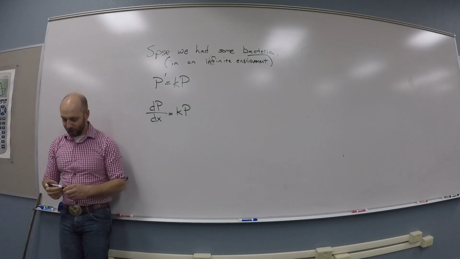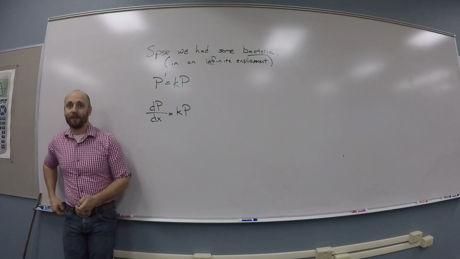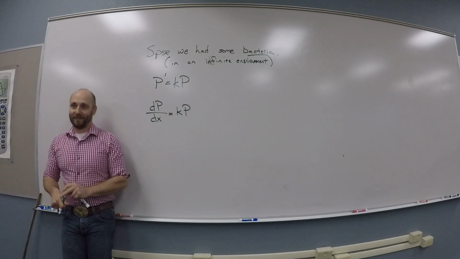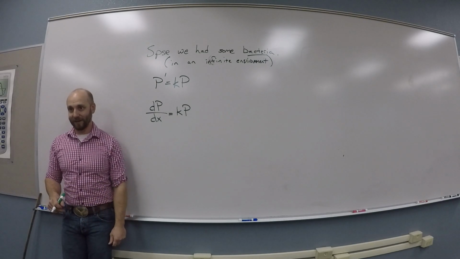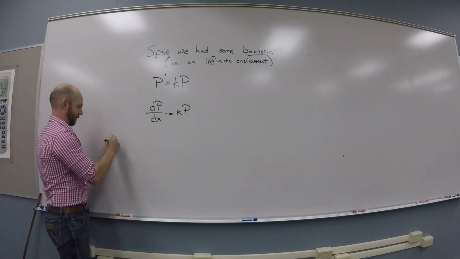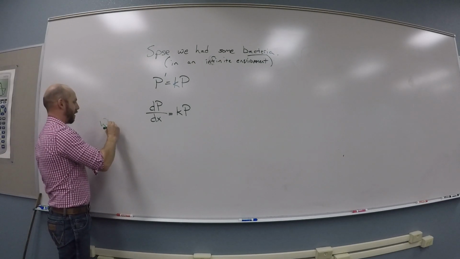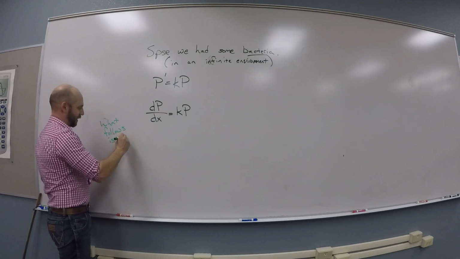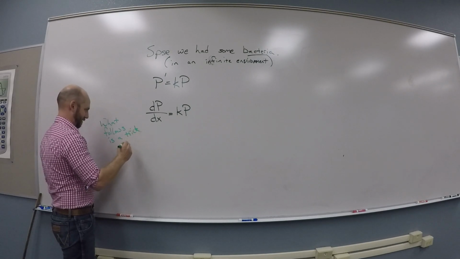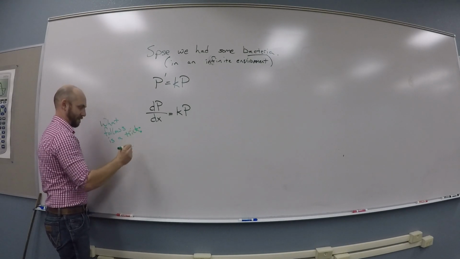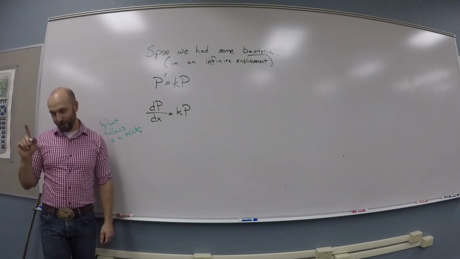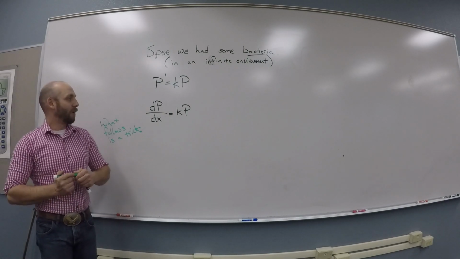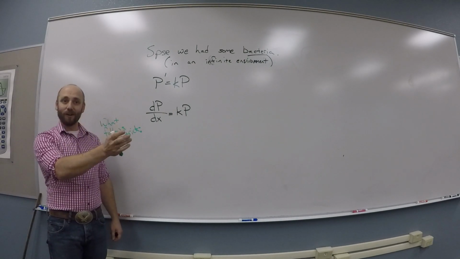Okay, and now I'm going to show you a trick called separation of variables. And I want you to get on board with the idea that it's a trick. And just trust me for a second. I'm going to write over here. What follows is a trick. This is not math. It looks like math, but it's not math. Okay? So what you do is you get all the x's to one side and all the p's to the other.